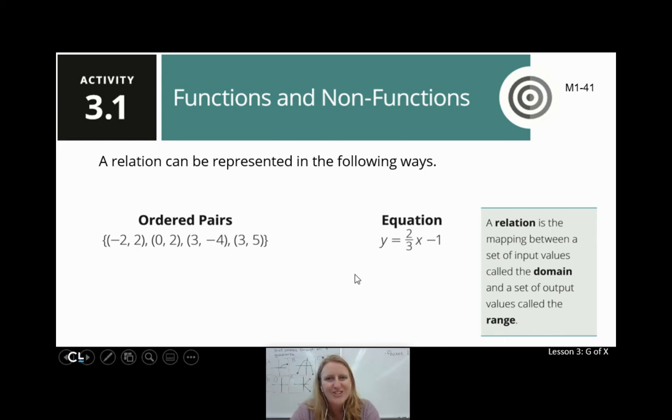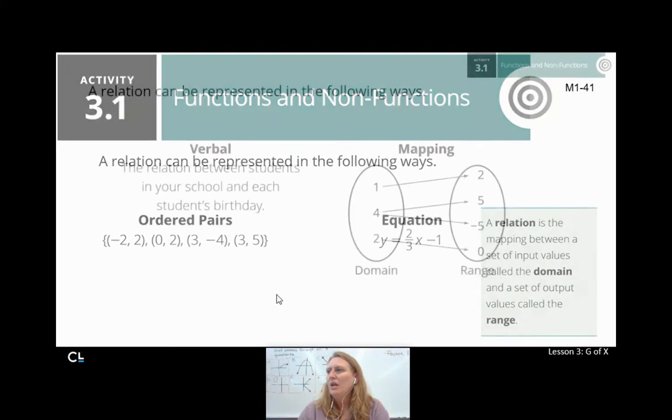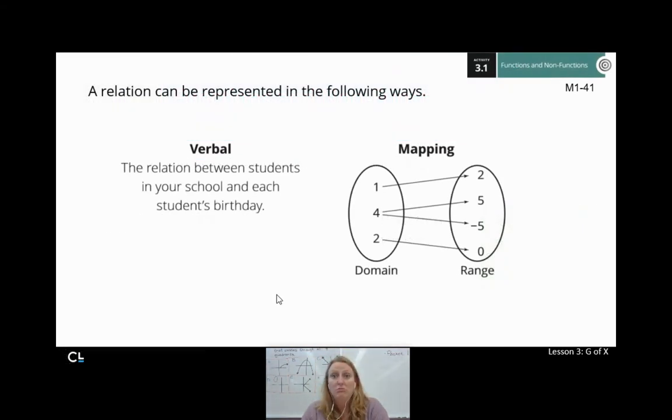We also, on the warm-up, showed a relation using an equation, right? An equation shows a relation. If you plug in a number for X and you work this out, what do you get for Y? So this also describes our relation. You're used to thinking of it as slope and a y-intercept. You're not wrong. It's just a different way of showing our relationship. There are other ways. Verbal, you could just describe it. The relation between students in your school and each student's birthday. Is there a relation there? You could write that. You could say it out loud.